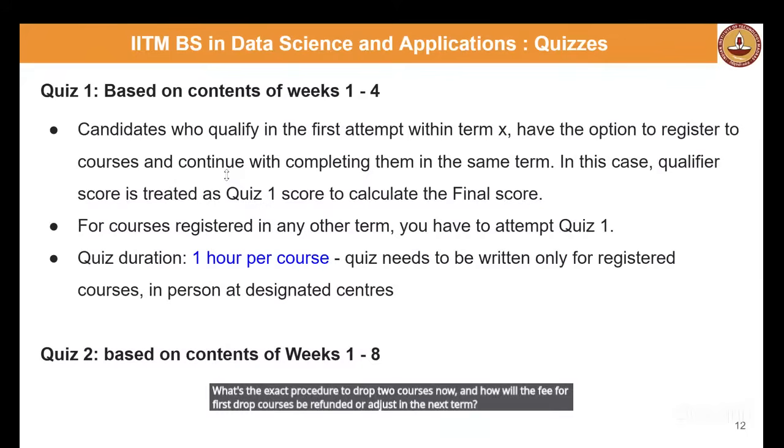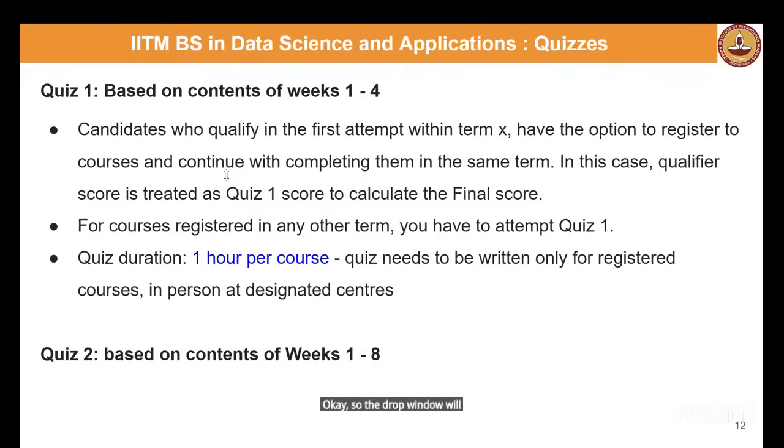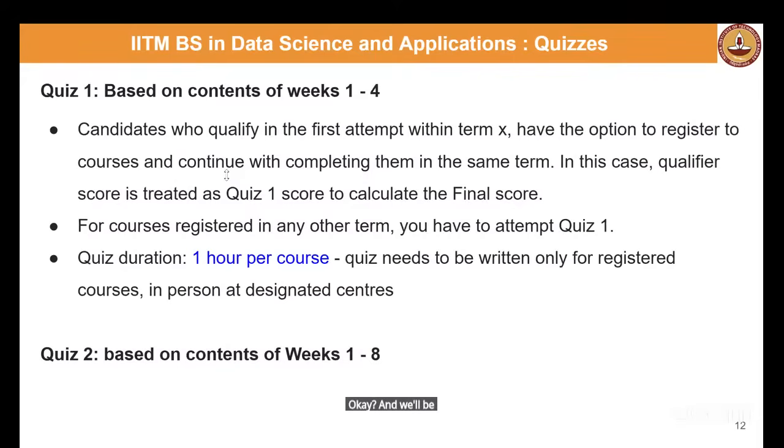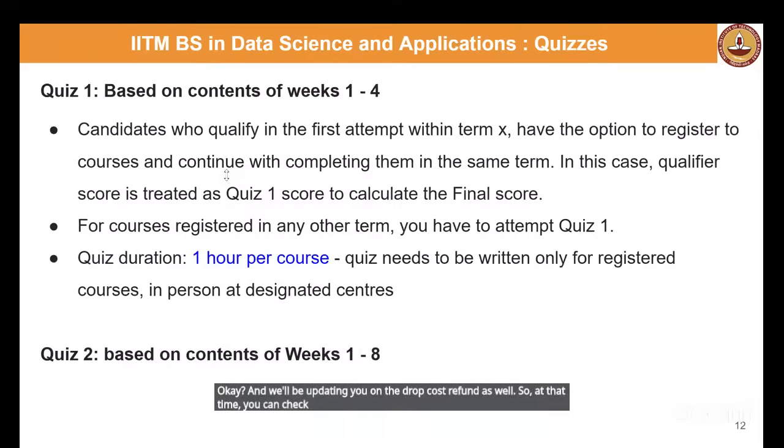So the drop window will be from the fourth week, or before quiz one. In that window you can drop 1 or 2 of the courses that you have enrolled for. The fee will be refunded to the same mode of payment that you registered with. Say if it is from your bank, the same will be given back to your bank itself. We'll be updating you on the drop course refund as well, so at that time you can check your bank account for the refund.